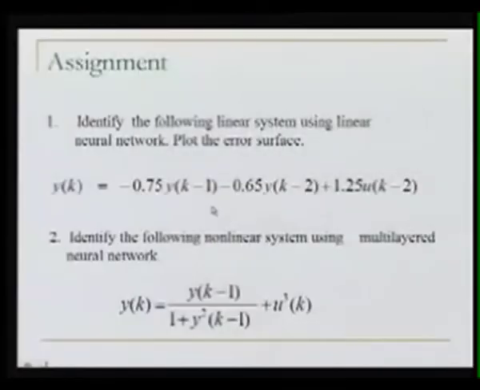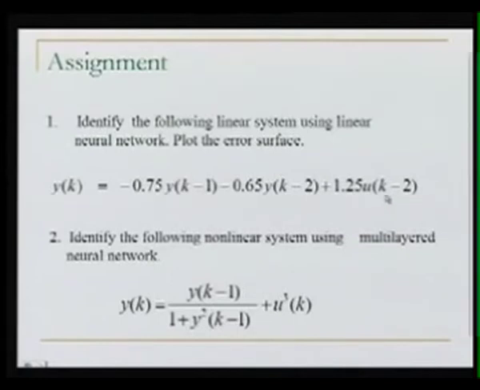Now, here is an assignment for you. The first one, please note down this linear dynamical system, a second order system, where the coefficients are minus 0.75, minus 0.65 and here 1.25. You allow that these are to be W1, W2 and W3. Assume W1, W2, W3 are very small random numbers.